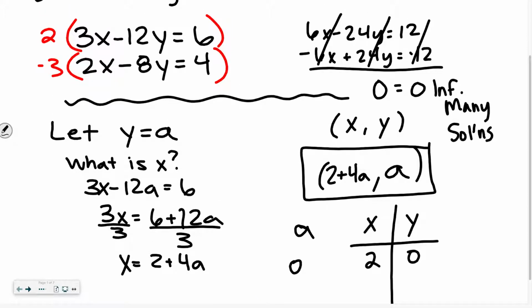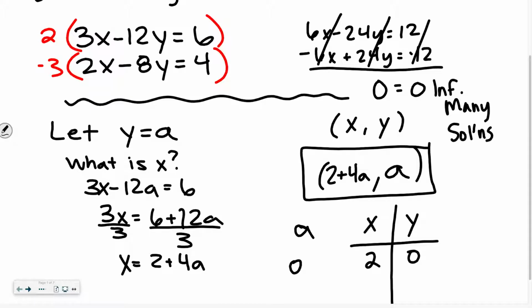So I'm going to check over on the sideboard here. 3 times 2 minus 12 times 0, that should equal 6. Well, that's 6 minus 0 equals 6, that checks. And if I plug it into the second equation, it should also work. 2 times 2 minus 8 times 0 is equal to 4. That's 4 minus 0, which is equal to 4, so that also checks.